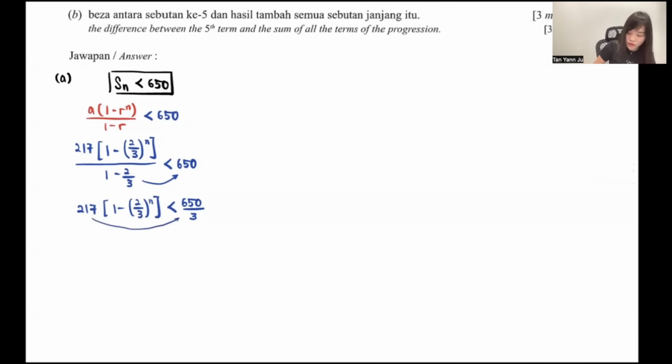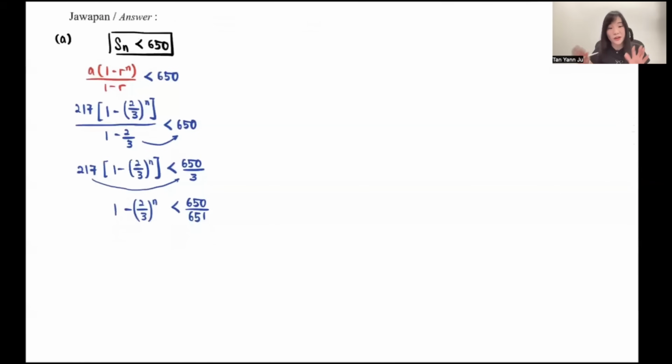Then again, I move away the 217, yeah? Times 217, move it over, divide by 217. I guess getting 650 divided by 651. So 1 minus 2/3 power n. Can all do quite slow already, right? Then usually when you do until here, you're going to decide where to change, right? Usually I will change to the side that can make everything positive. If you guys later on got negative, you're going to times negative to make the negative disappear.